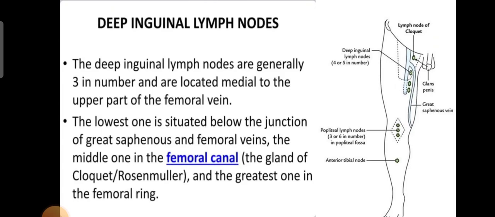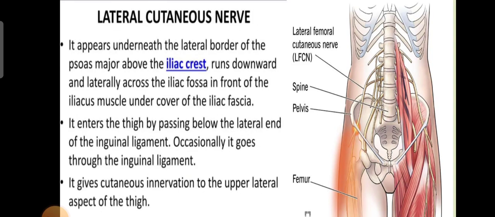Now the deep inguinal lymph nodes, these are 3 in number, and these are located medial to the upper part of the femoral vein in the femoral sheath. The lowest one is situated below the junction of the great saphenous and the femoral veins, and the middle one in the femoral canal, which is termed as the gland of Cloquet or Rosenmuller, and the highest one is in the femoral ring.